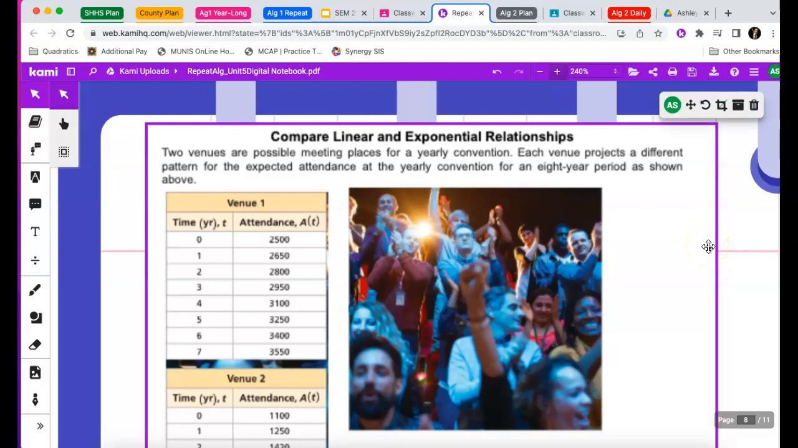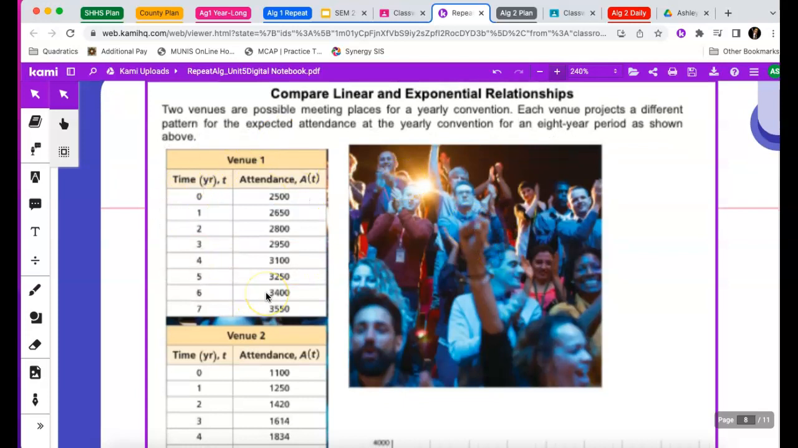All right, so comparing linear and exponential relationships. So task 1, we're given 2 venues that are possible meeting places for a yearly convention. Each venue projects a different pattern for the expected attendance at the yearly convention for an 8-year period as shown. So we have venue 1, the number of years, and then the attendance. The first year we had 2,650 people.